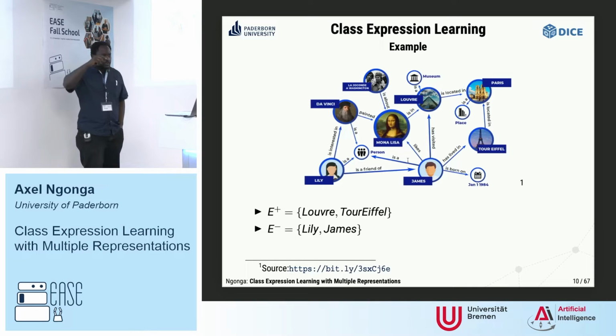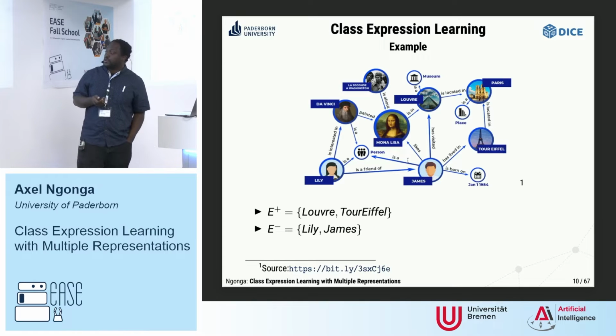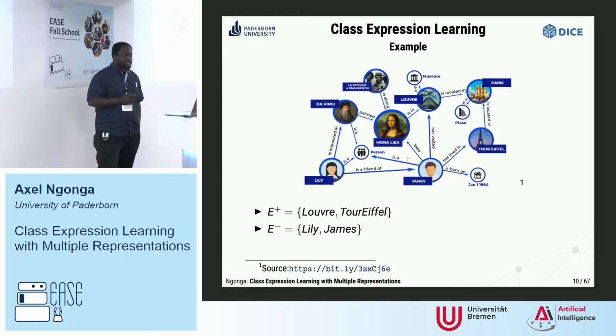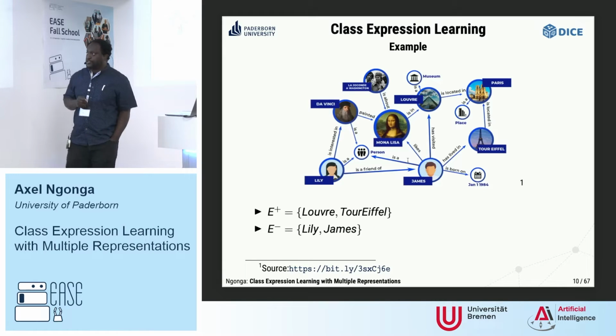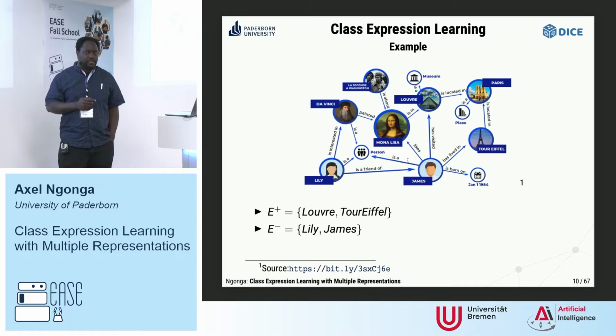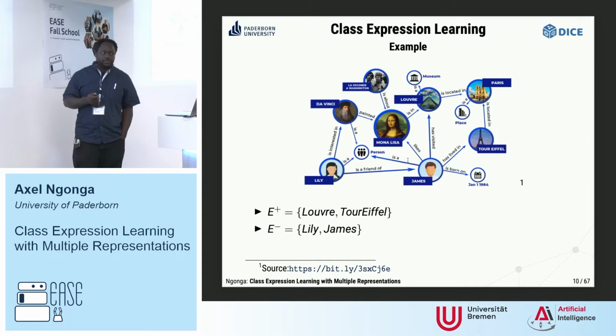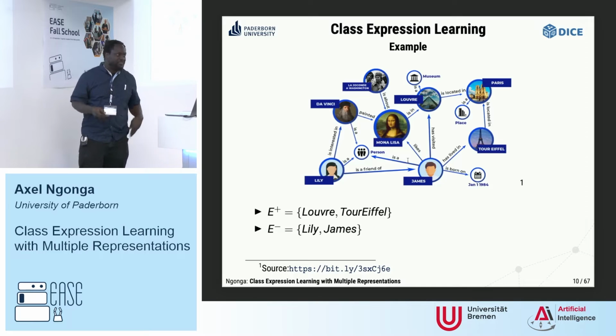Okay, so what would that look like if we were to do class expression learning with this particular example? Our positive examples here are Le Louvre and Tour Eiffel, and our negative examples here are Lily and James. So what would a prototypical class expression learning algorithm do, assuming that we're dealing with ALC as our description logic here? We'll obviously start with top and say, all right, Louvre is obviously an instance of top. The same holds for Tour Eiffel and for Lily and James. So 50-50, not that great a solution. Let's try to refine that.